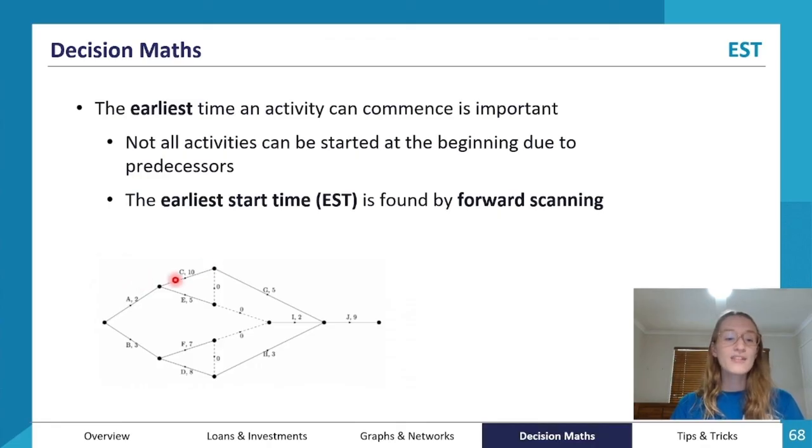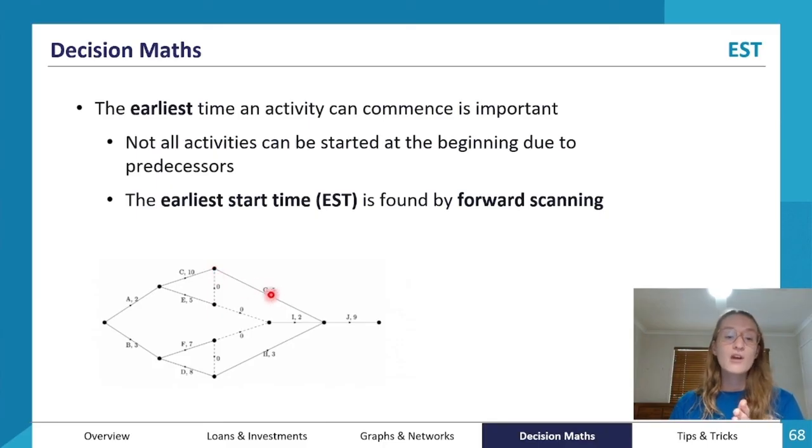But we know that C and E can't be started until A has finished. So if this, for example, represents hours, then C can't start until A has finished. So C can't start until 2 hours into the project. So the earliest time that C can start is whenever A can finish. So C can't start until we're 2 hours in. And we know that E is the same. E can't start till we finish A, so we can't start E until we're 2 hours into our project.